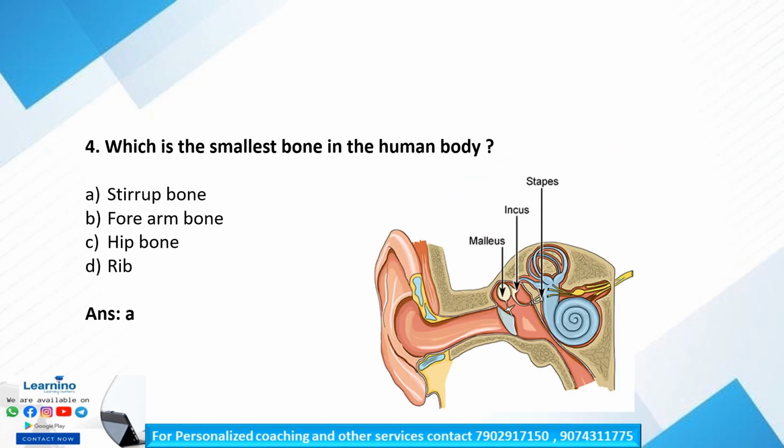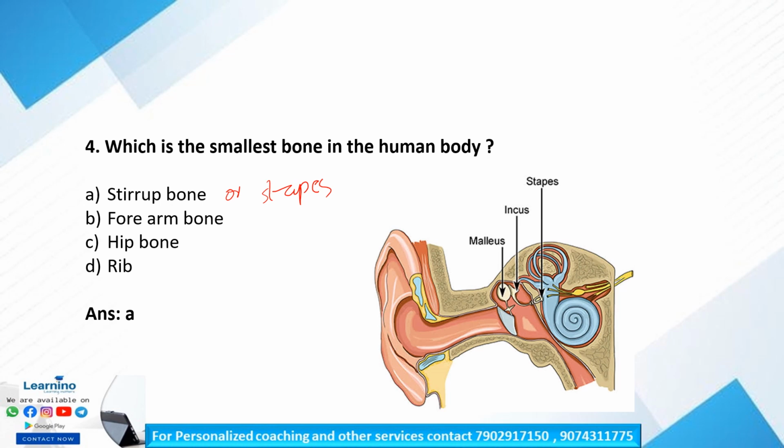Which is the smallest bone in the human body? We all know that it is the stapes or stirrup bone. Stapes is also called the stirrup bone. The stapes or stirrup is the bone in the middle ear of humans and other animals, which is involved in the conduction of sound vibration to the inner ear.